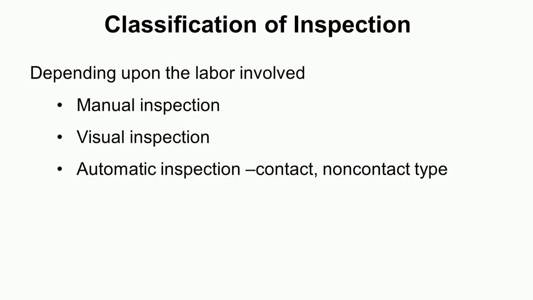Now, let us try to understand the classification of inspection, how the inspection procedures are classified. One type of classification is depending upon the labor that is involved: manual inspection, visual inspection, and automatic inspection. In manual inspection, the operator will take the workpiece to be inspected, take the appropriate measuring instrument, and check the parameter, for example length, diameter of hole, or surface finish.